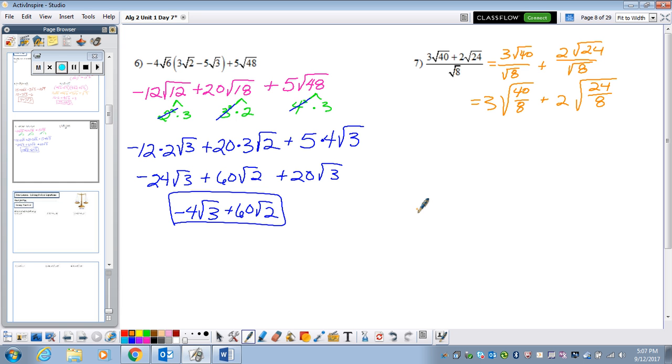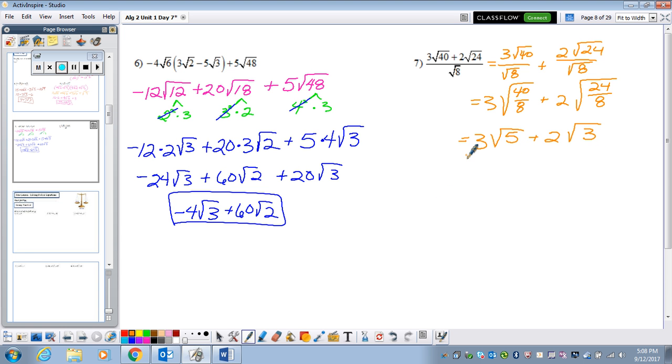Well, this is a lot more helpful. What's 40 divided by 8? Well, that's just 5. Square root of 5. Plus 2. What's 24 divided by 8? 3. So times the square root of 3. Can I split 5 out anymore? I cannot. Can I split 3 out anymore?